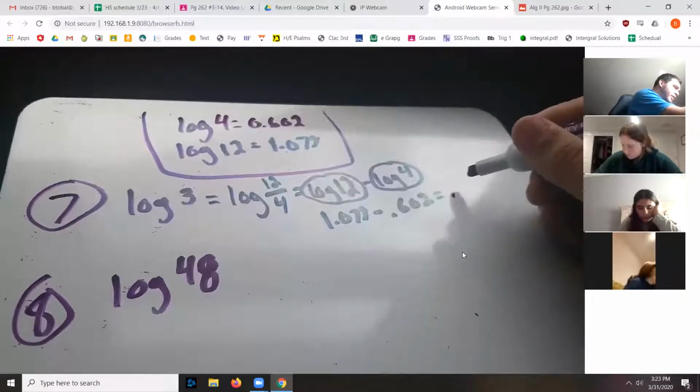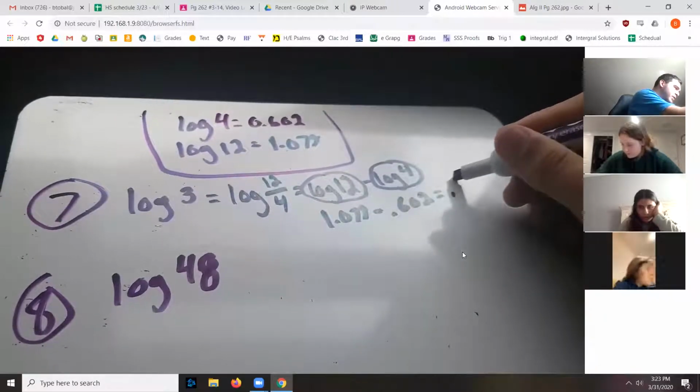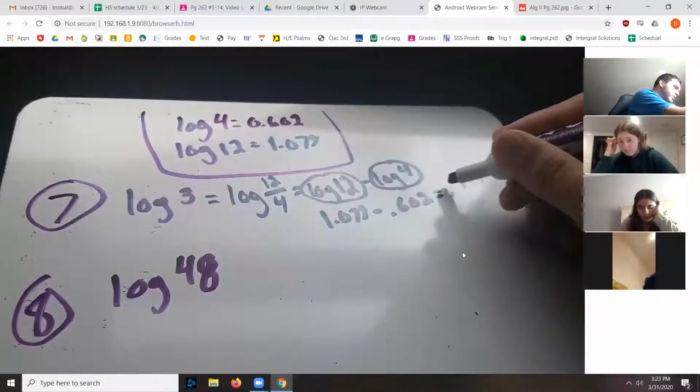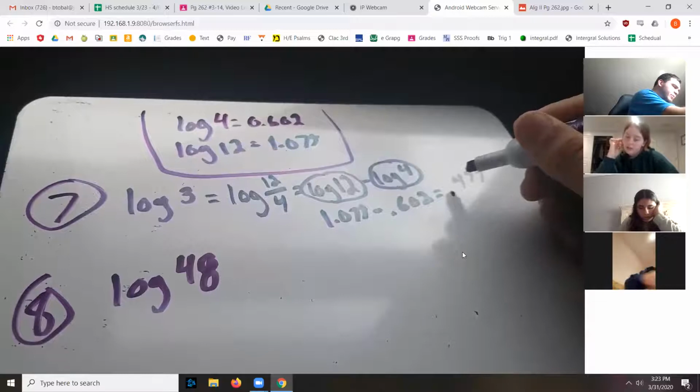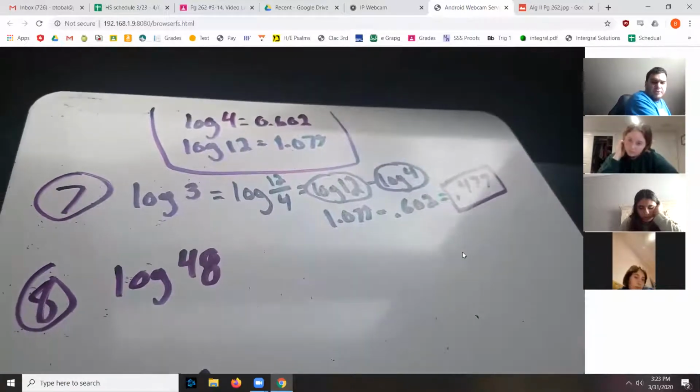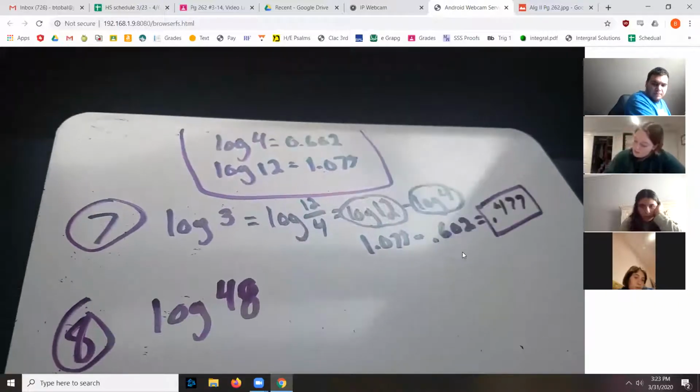So I don't have a calculator, but I believe it's going to be 0.477. Good. 0.477, right? Yeah. So 0.477. So that's our answer for the first one. Okay.